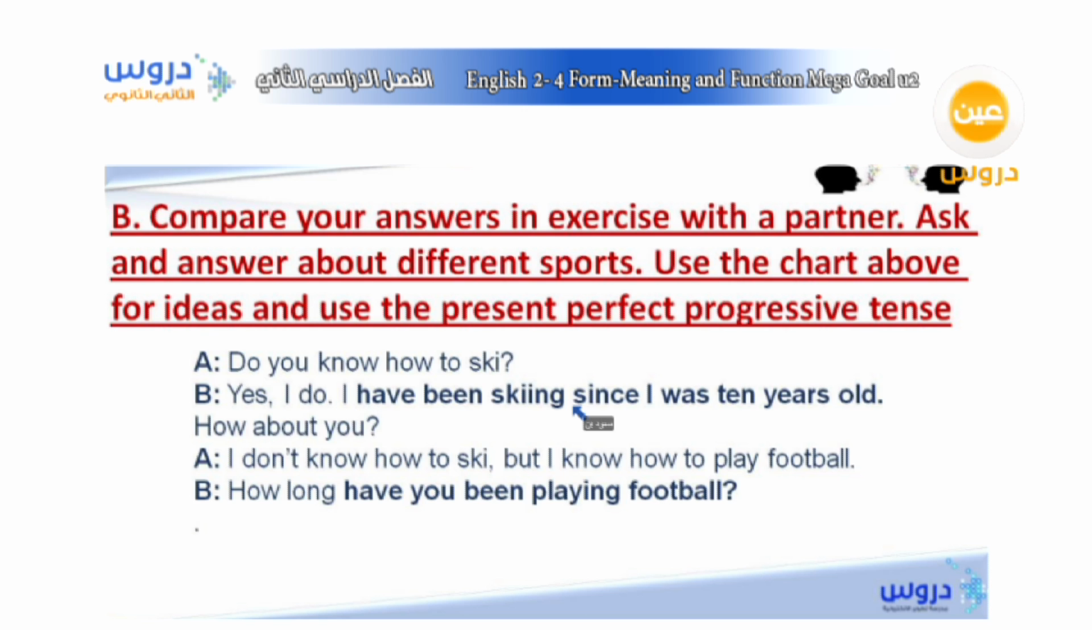So here we use present perfect progressive, okay? And we have ideas, we need to use it in the present perfect, so we follow the structure of this tense: have, been, verb plus ing, since. We use since because we have a period of time, when he was 10 years old. Here we have the question: how long have you been playing football? So we need a period of time or a specific time also.